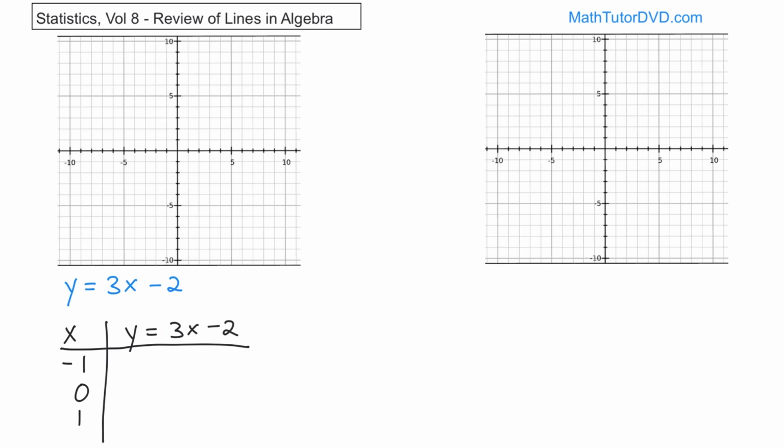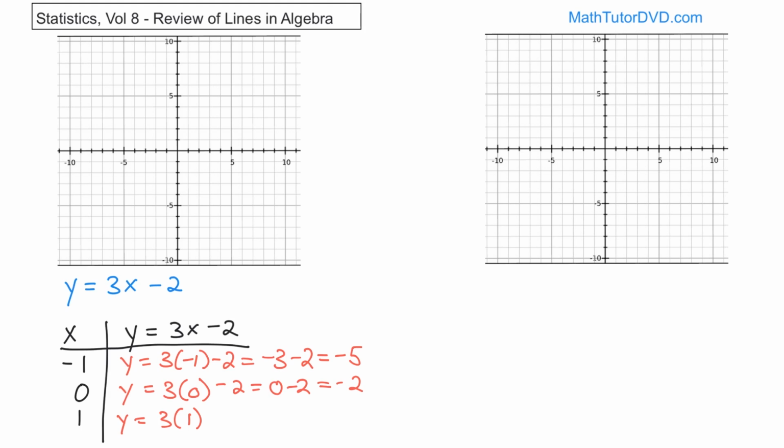So what we have here is, for this one, y is equal to 3 times x, which is -1, minus 2. What's 3 times -1? It's -3 minus 2, -5. That's the final answer. And then we'll do the next one. y is equal to 3 times x, but x in this case is 0, minus 2, so we have 0 minus 2, -2. And then the last one, y is equal to 3 times 1 minus 2, which is 3 minus 2, which is +1.